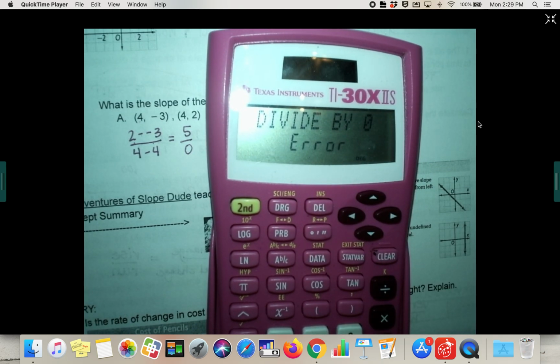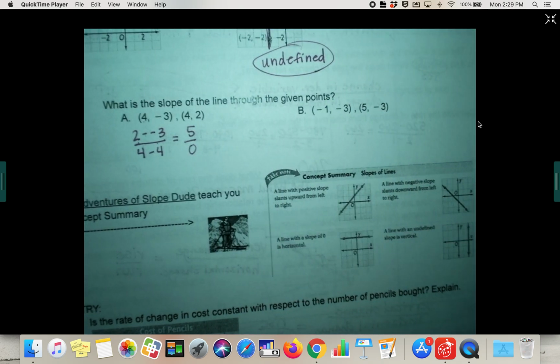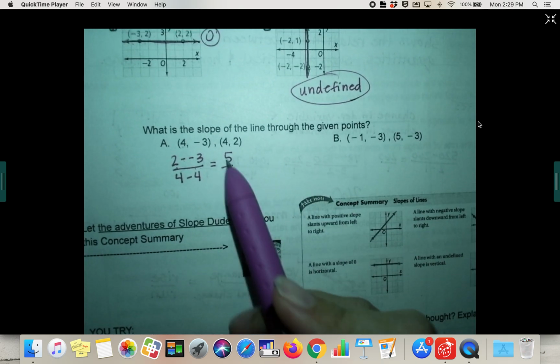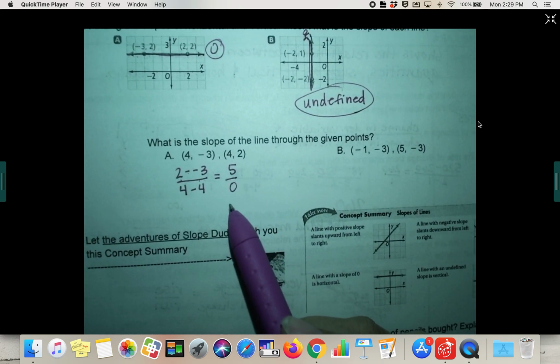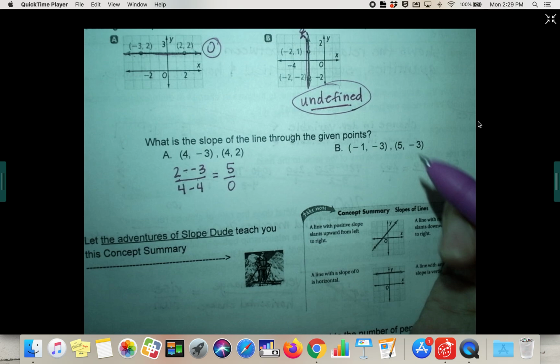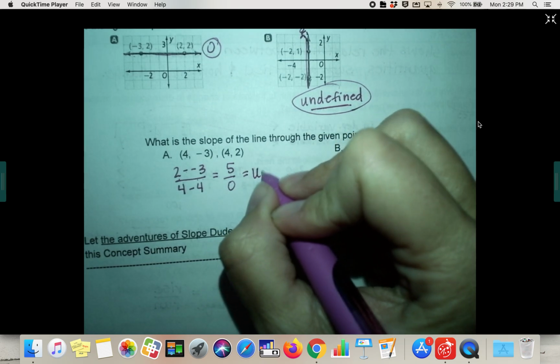Your calculator should say error. Divide by 0 error or some type of error. And the reason is because it is impossible to divide by 0. It's not calculatable. So that would be the same equivalent answer of undefined.